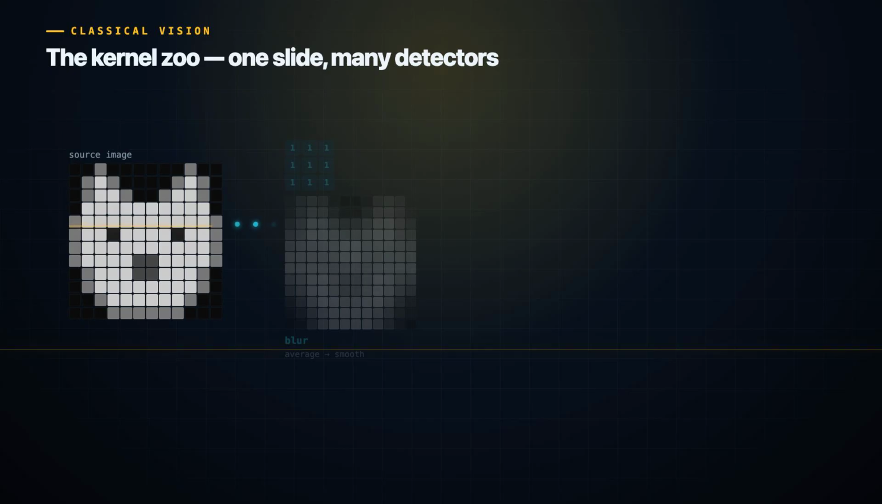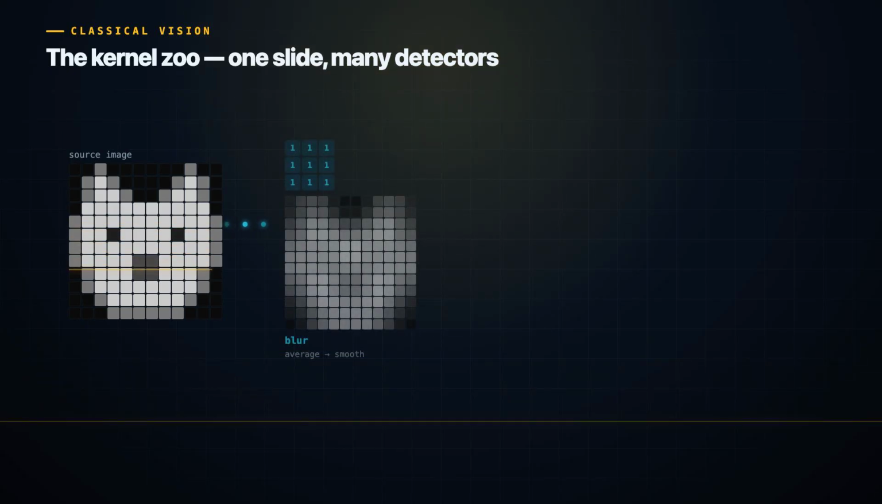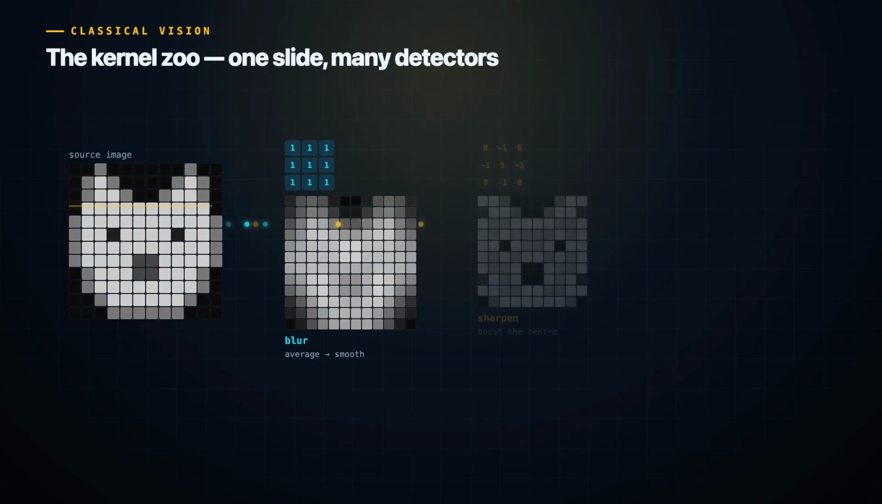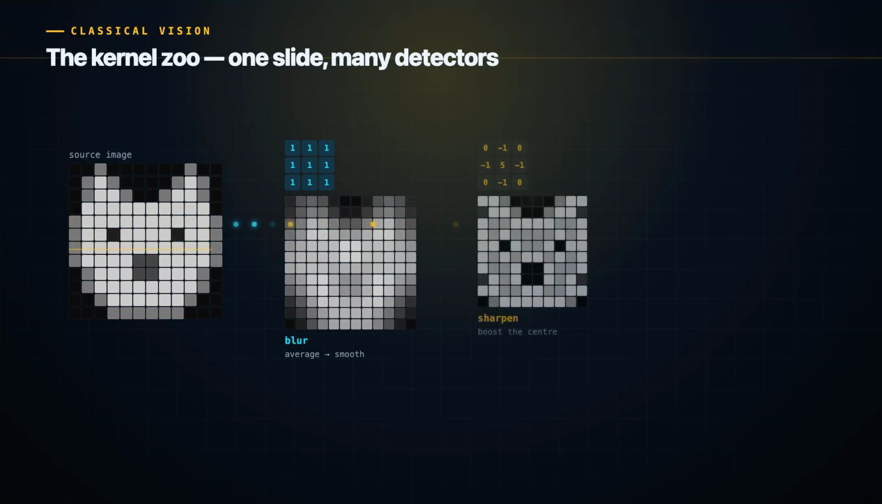The second kernel has a big positive number in the center and negative numbers around it. It boosts the middle pixel relative to its neighbors, and the result is a sharpened image, edges pop. The third kernel is the difference kernel. It subtracts the neighbors from the center. In a flat region, that cancels to 0 and comes out dark, but at an edge it fires and we get a clean outline.